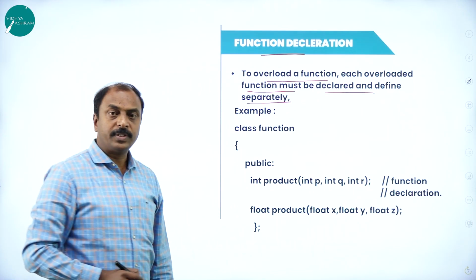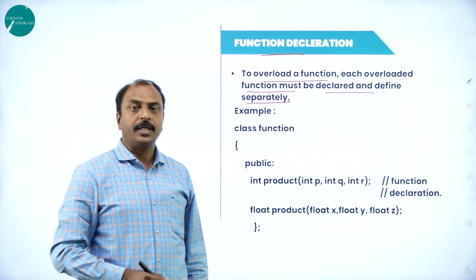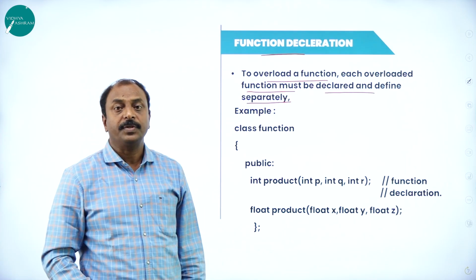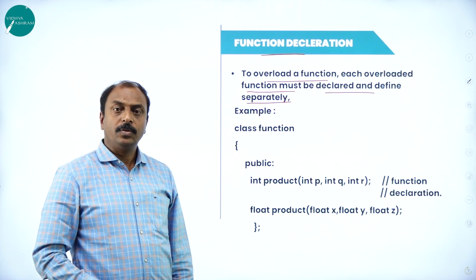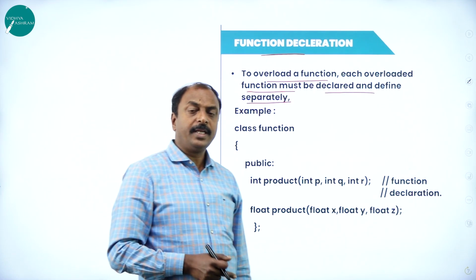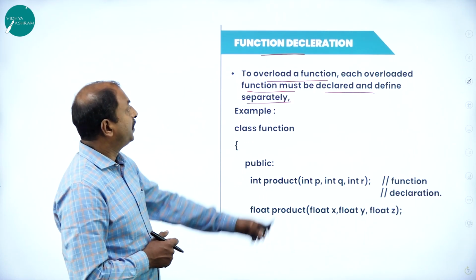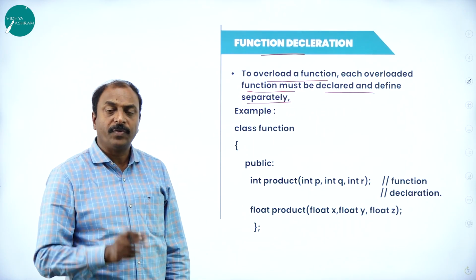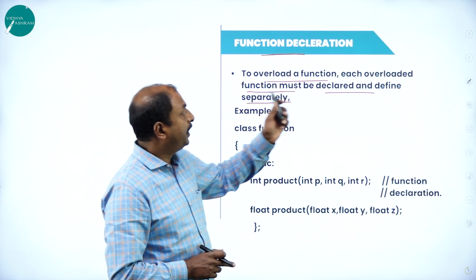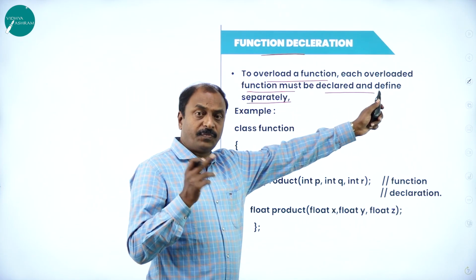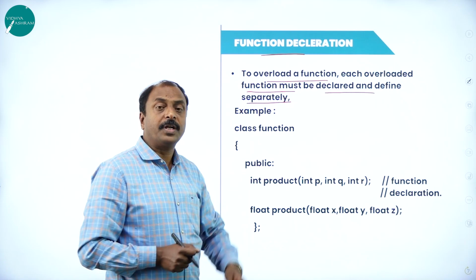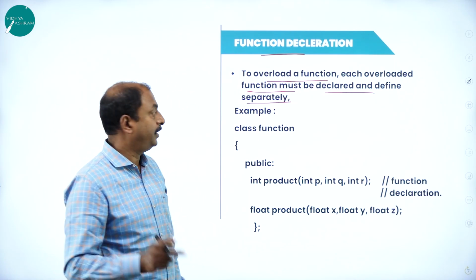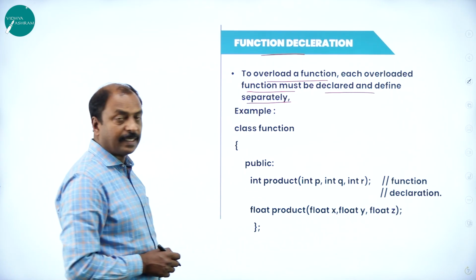So here we know that in function overloading, there are two or more functions with the same name. So accordingly, we have to declare all the functions with different parameter lists, and please note that all the functions have to be defined, or we have to write the function definition separately for each and every overloaded function. Now, look at the example here.